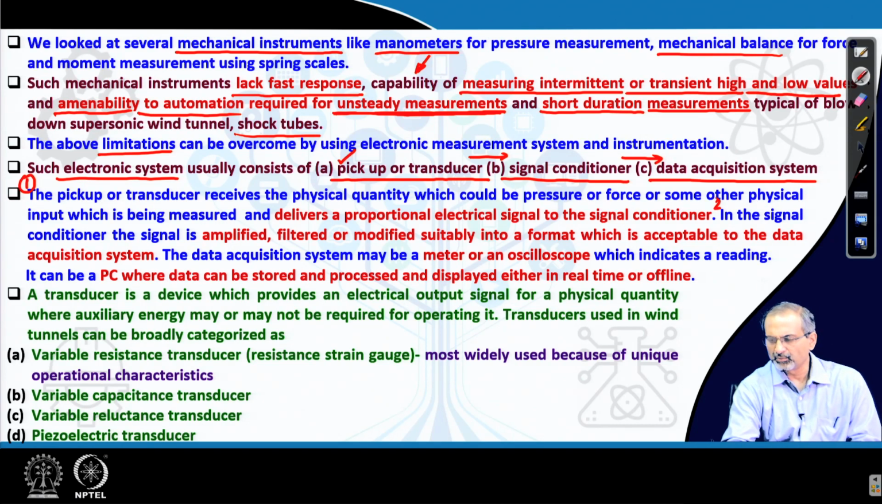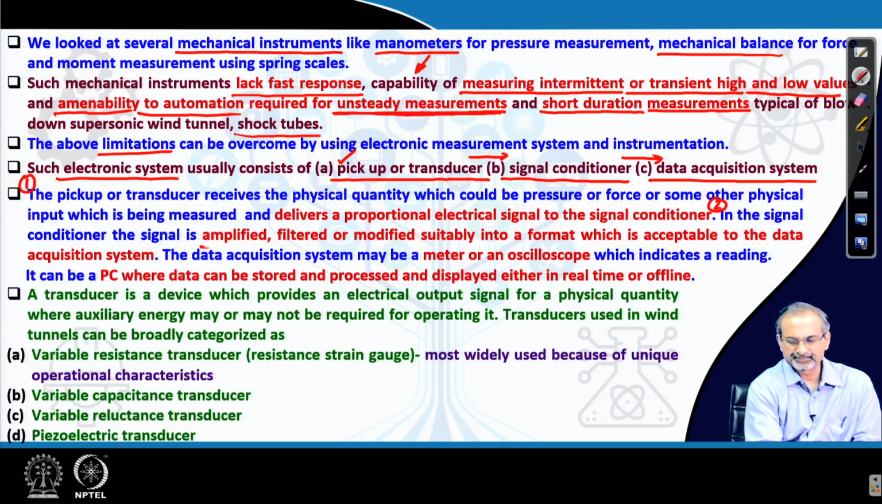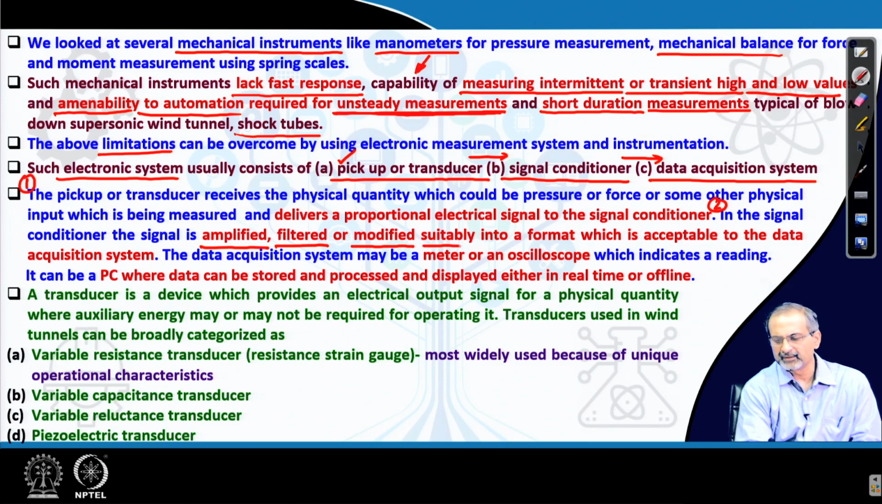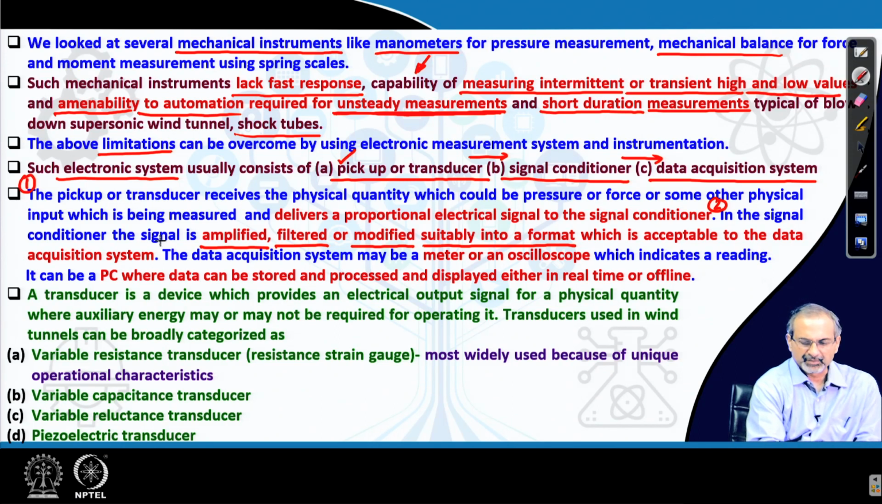What is the number two component going to do? In the signal conditioner, the signal is amplified, filtered. There may be noise in the signal, so you need to filter, and you may be modifying the format of that data so that it becomes acceptable to the next element in the chain, which is the data acquisition system. What is the data acquisition system, by the way? That is the third component.